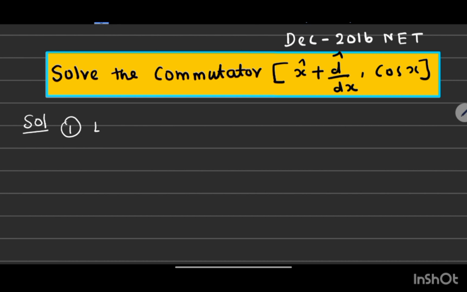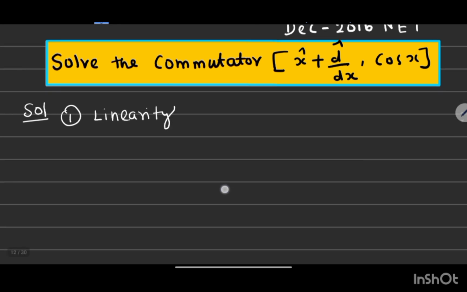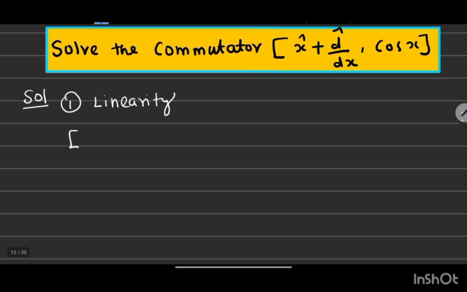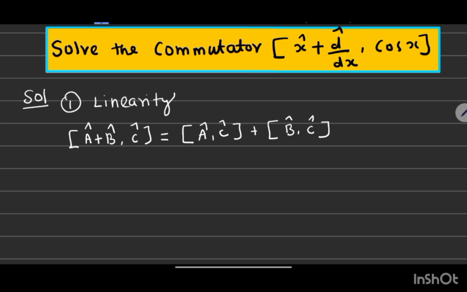The first one is the linearity property. What does the linearity property say? Suppose in the commutation relation, in place of one operator, you have an addition of two or more operators like this, then you can break down this commutation relation into an addition of two different commutation relations: a comma c plus b comma c. In place of the first operator, if you have an addition of three operators, then there will be three such commutation relations to be added.